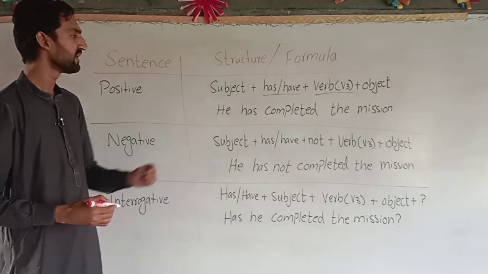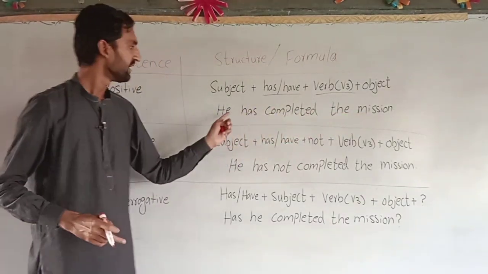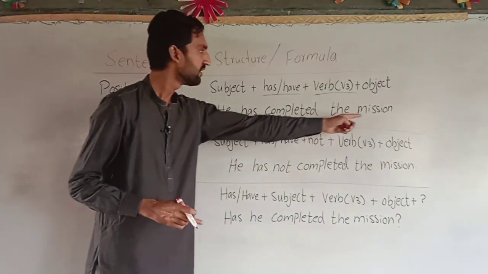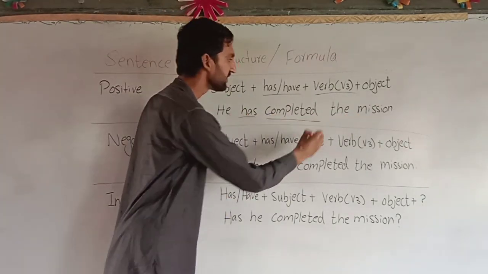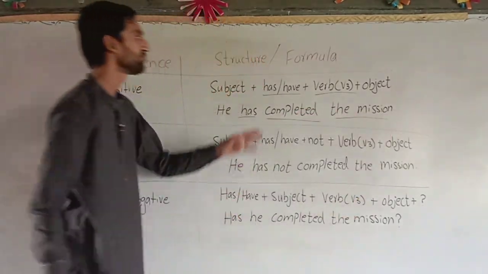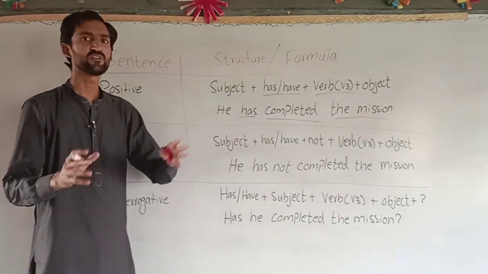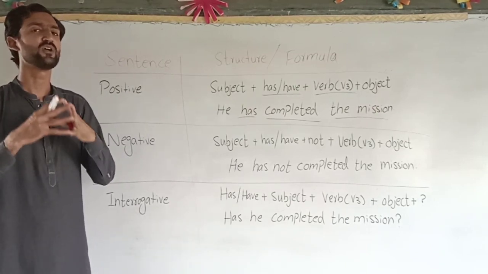So let's give an example. He has completed the mission. Has is a helping verb, completed is the third form of complete, and the mission is the object. So this shows how easy this tense is to understand, make and use for the purpose of making sentences.